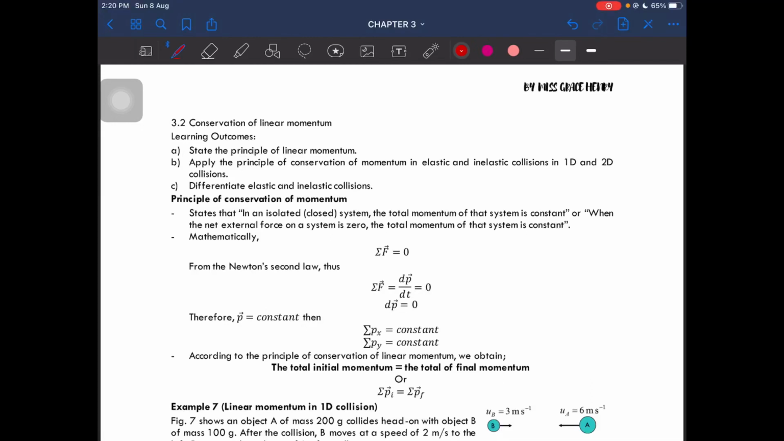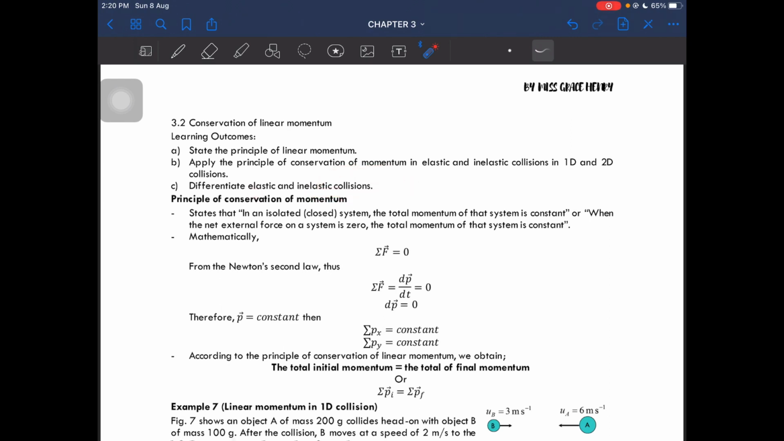Okay, let's go on to our second subtopic, which is on conservation of linear momentum. In this subtopic, you need to be able to state the principle of linear momentum, apply the principle, and lastly, differentiate between elastic and inelastic collisions.